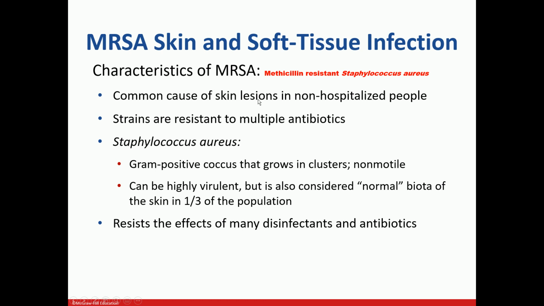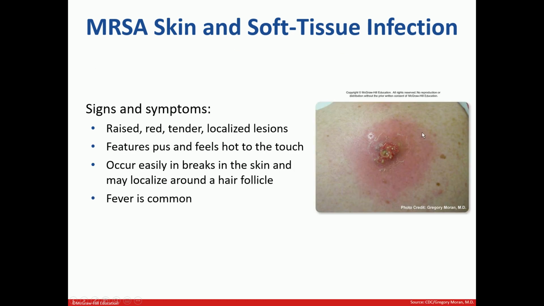skin lesions in non-hospitalized people. So you can see here, this is the kind of lesion which is because of this kind of bacteria. You can see these are raised, red, tender and localized lesions, and sometimes they also get pus in them. Okay, and they feel hot to touch. And sometimes, to treat them, this pus has to be drained out.